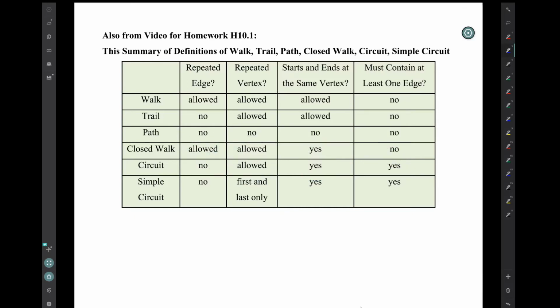A simple circuit is best understood as a modification of the idea of circuit. So, like a regular circuit, repeated edges are not allowed. It must start and stop at the same vertex, and must contain at least one edge. The difference is that while a regular circuit allows a number of different repeated vertices, for a simple circuit, only the first and last vertex can be repeated. So in other words, a simple circuit starts and ends at the same vertex. That's the only vertex that a simple circuit visits twice.